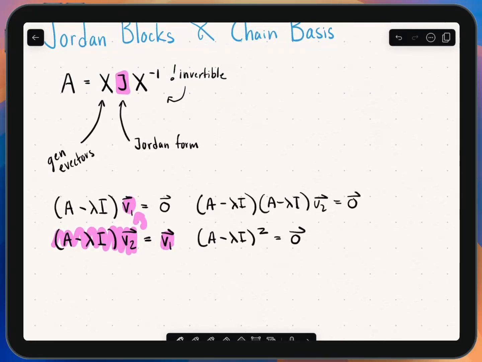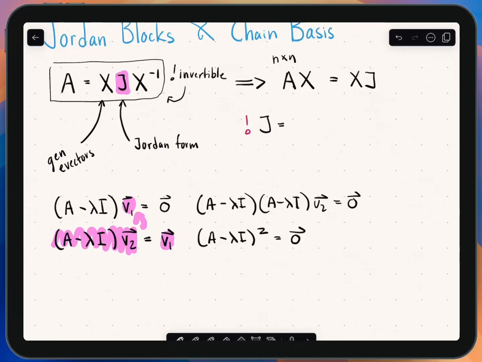And now I want to show why this works. Why can we even get this form in the first place? To do so, I'm first just going to rewrite this in another format, by multiplying by X on the right on both sides. This is just so we can reason about A, X, and J without having to worry about the inverse. But we know that if J is equal to this lambda here, X will be composed of a full set of eigenvectors.